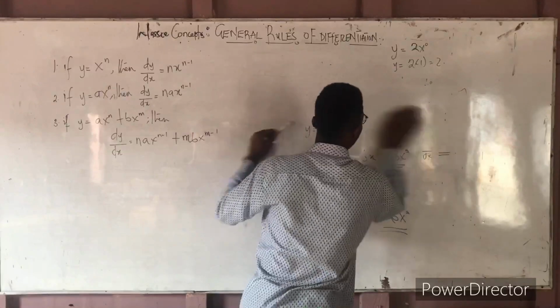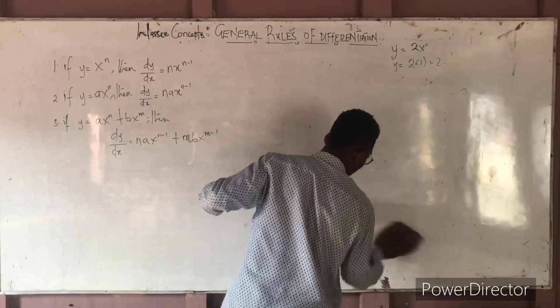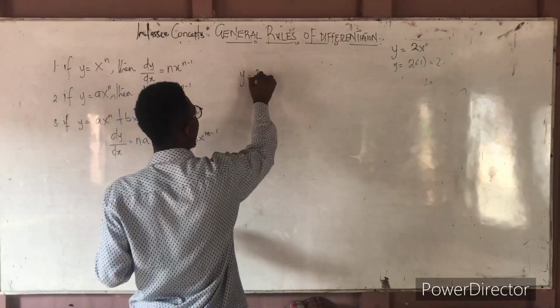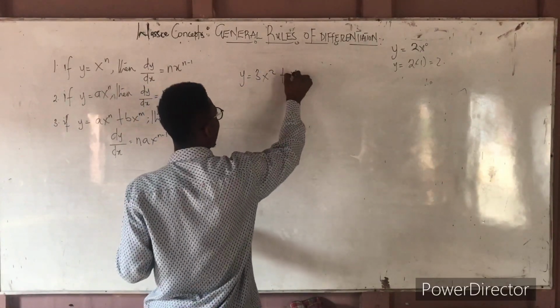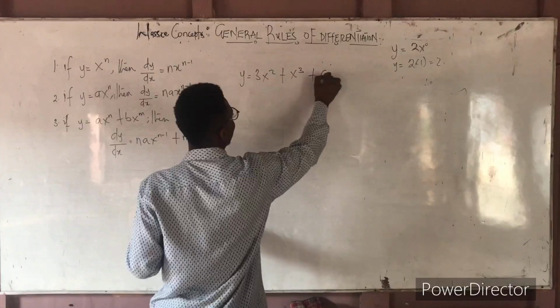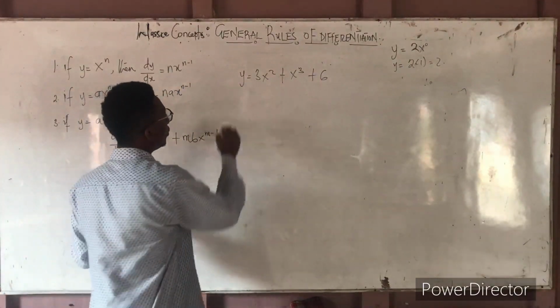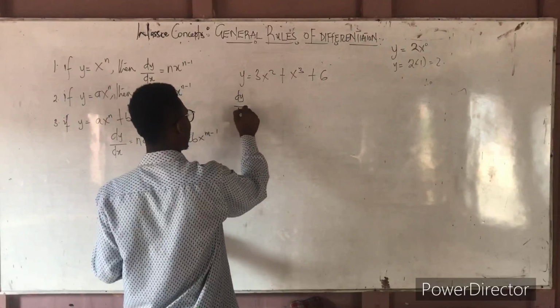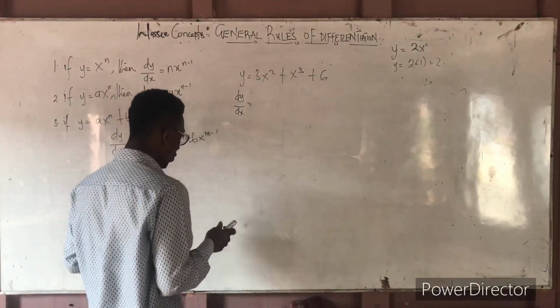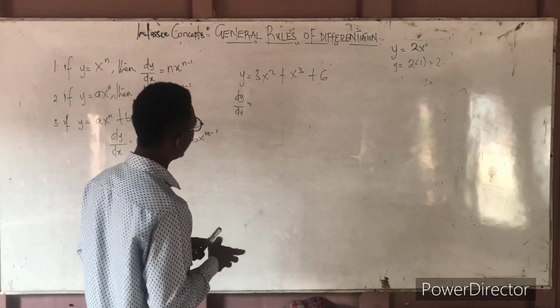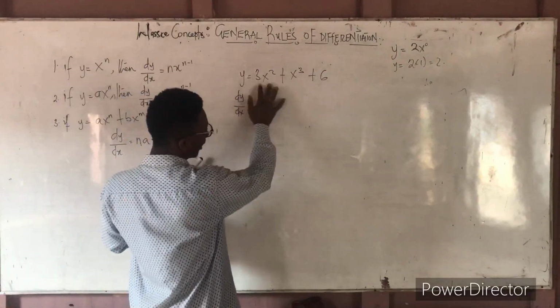So for instance, if you have this, let's say you have y is equal to 3x squared plus x cubed plus 6. And you're asked to find the derivative dy dx. You have to find dy dx. What would dy dx be? So like that here, you take it one by one.